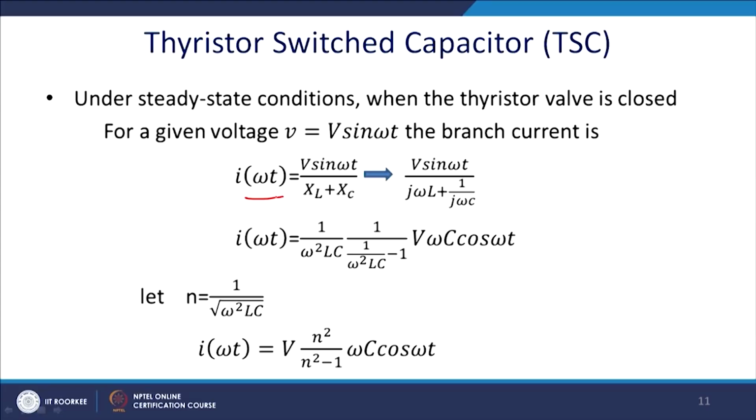So, under steady state condition, when the thyristor valve is closed, the current is flowing and it is giving a voltage V. So, V should be Vm sin omega t, divided by XL plus XC. So, ultimately you get the current equal to V n square by n square minus 1 times omega C, that is nothing but XC into cos omega t, where n is given by the resonance frequency, that is omega square into LC.